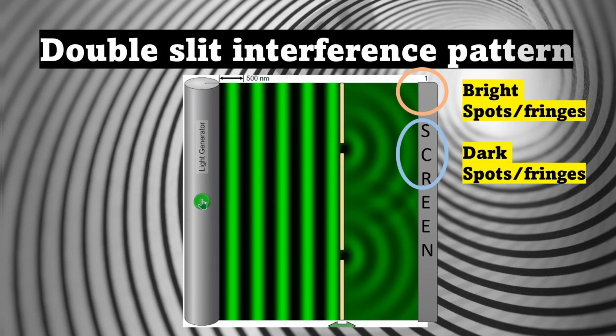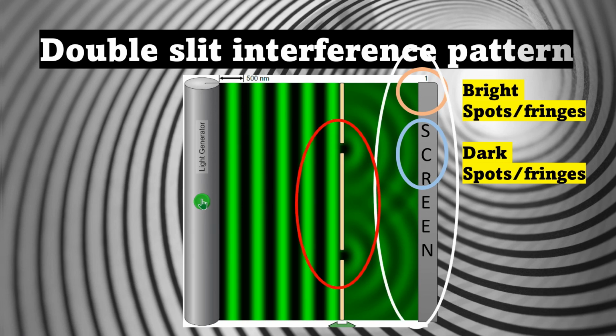The spacing between the fringes in the interference pattern depends on the wavelength of the waves and the distance between the slits. When the distance between the slits is small compared to the wavelength of the waves, the fringes are closer together. As the distance between the slits or the wavelength increases, the fringes become wider apart.